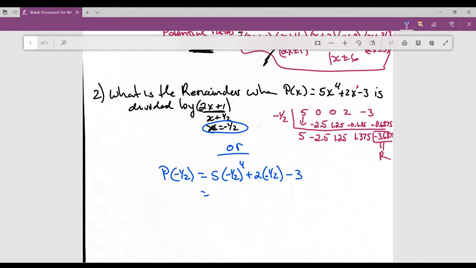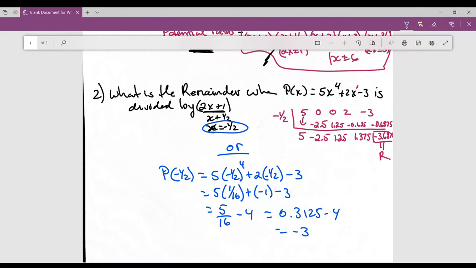Negative 1/2 to the fourth is 1 over 16. 2 times negative a half is negative 1, minus 3. So I've essentially got 5 over 16 minus 4. You go 5 divided by 16, 0.3125, minus 4 equals negative 3.6875. It's the same thing, all right?